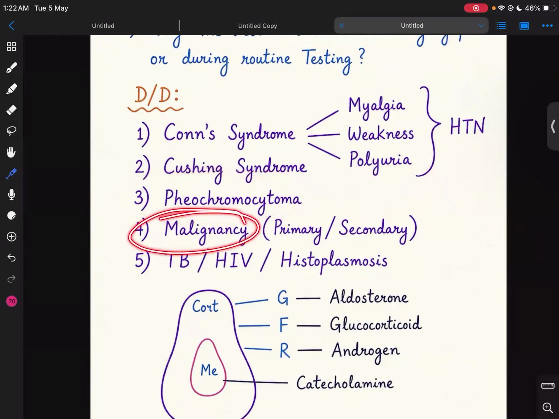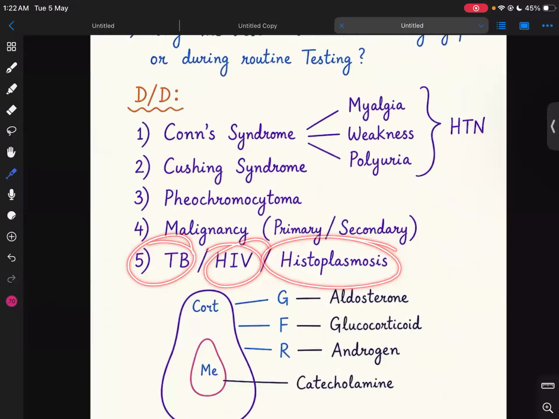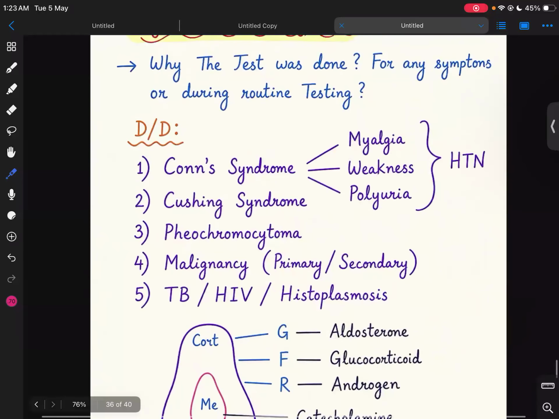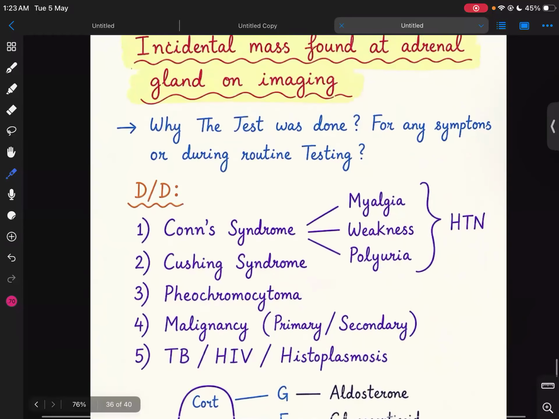To rule out a malignancy, whether primary, which is very rare, or secondary due to metastasis, we just have to ask the triple L question. Then to rule out TB, HIV, and histoplasmosis, we have to take the travel history and casual contact history. And that's all. But never forget to take help from the past medical history, drug history, and family history.